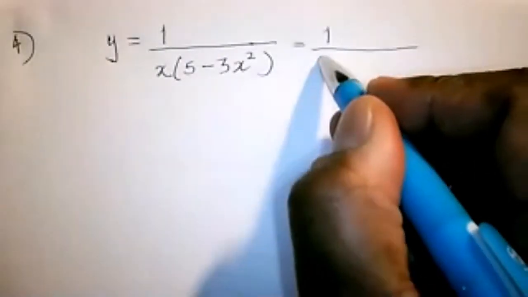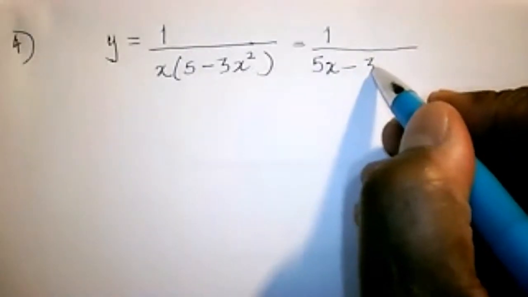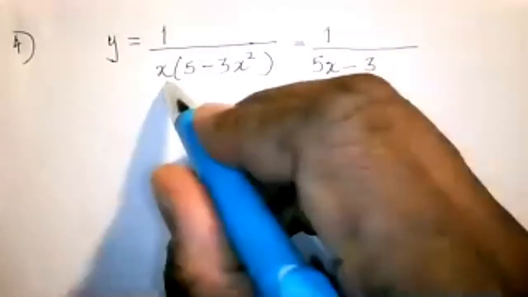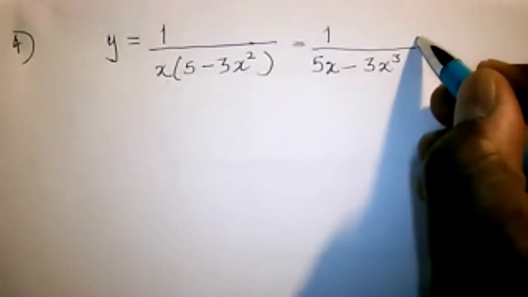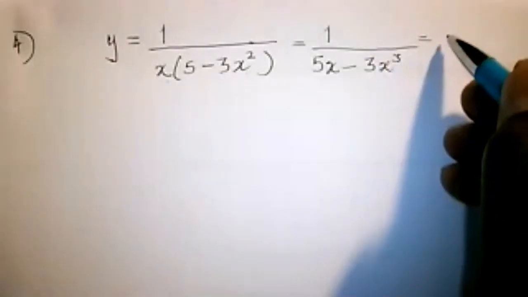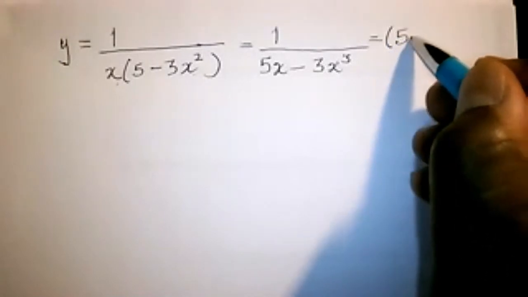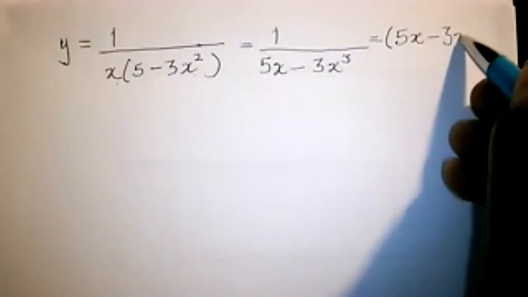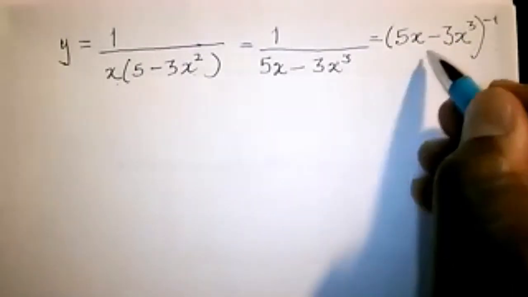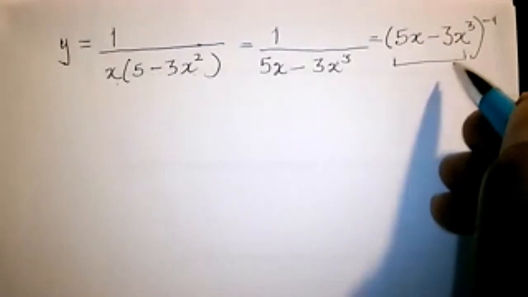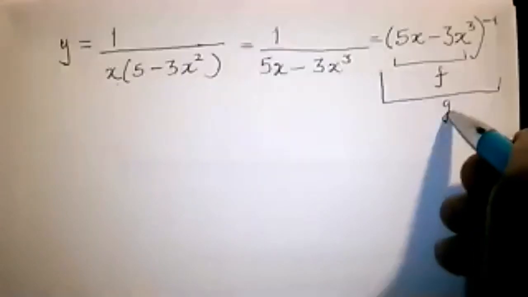So this will give us 5x minus 3. Now, because it's 3x to the power 2 and this is x to the power 1, this is x to the power 3, which we can now bring to the numerator. We bring it to the numerator as 5x minus 3x to the power 3, to the power of negative 1. So it's having a power of negative 1. So this is our inner function f, and this is obviously our outer function g.